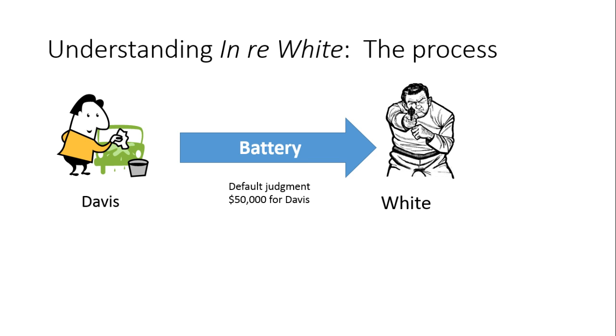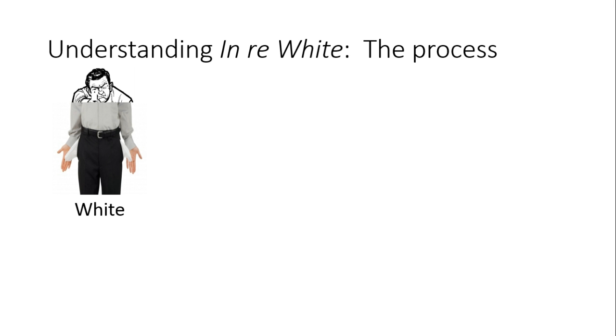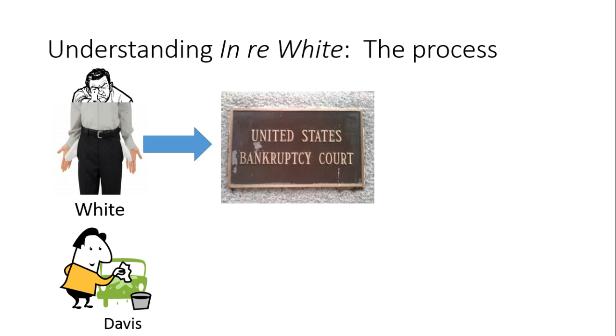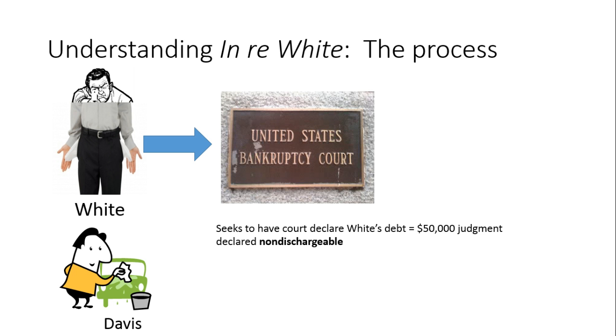Now, when Davis goes to collect against White, White, of course, is penniless, and so he files in the United States Bankruptcy Court for bankruptcy. Now, the bankruptcy court is going to discharge White's debts, including liabilities like the one we see here. Davis, however, petitions the bankruptcy court, and the case you're reading is his petition to the bankruptcy court. He's seeking to have the bankruptcy court declare White's debt, that $50,000 judgment he owes to Davis, as non-dischargeable.